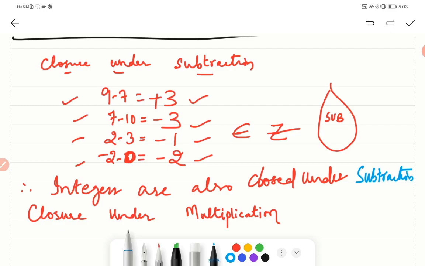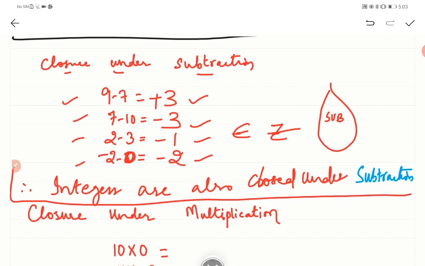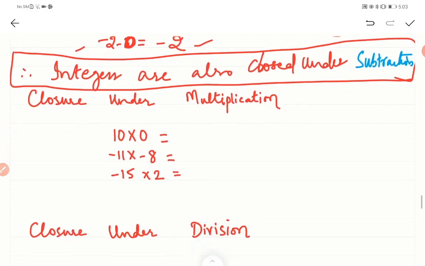Now let's see for multiplication. What do you think, students? Will this closure property be true for multiplication? See these examples. 10 multiplied with 0 is what? 0, isn't it? So does 0 belong to Z? Yes, it belongs to Z.